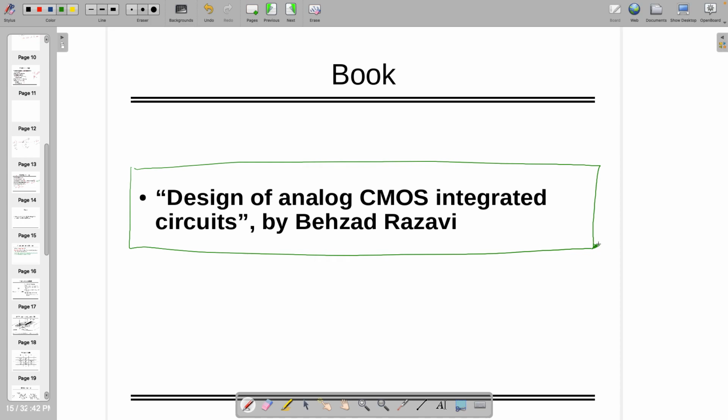There are plenty of books available in the library, and those who want to pursue analog as a career, I would recommend, please buy that. It will be very good for your career. This is the only book used around the world. Even if you go to Stanford or any good place, all are studying Behzad Razavi. So this is the blue colored book, by the way.